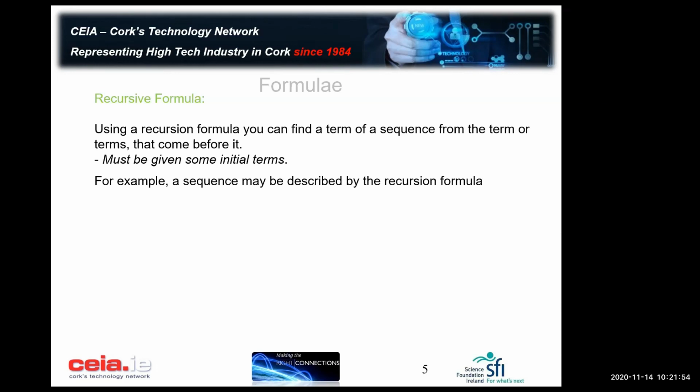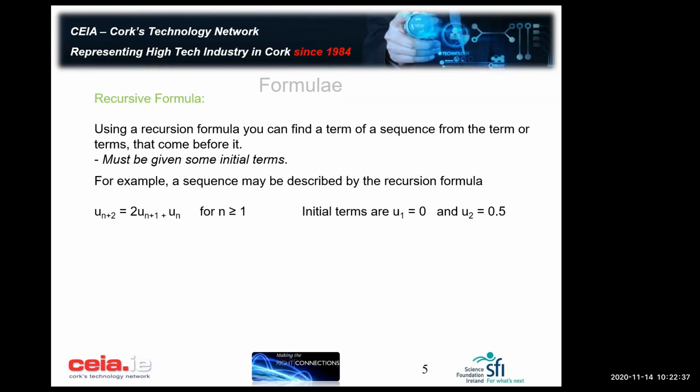So for example, a sequence may be described by this recursion formula. So the recursion formula is u of n plus 2 is equal to 2 times u of n plus 1 plus u of n. Now, can you see what's recursive about that? It's that u of n plus 2, the value of that is calculated based on knowing the term before it and the term before that. In other words, it's based on knowing u of n plus 1 and based on u of n. That's what's called a recursive formula. So you can calculate the formula based on terms you already know.